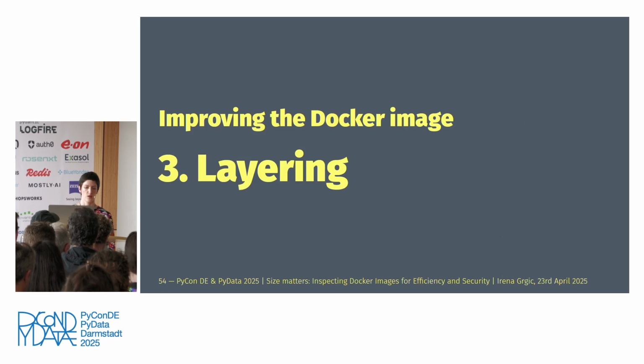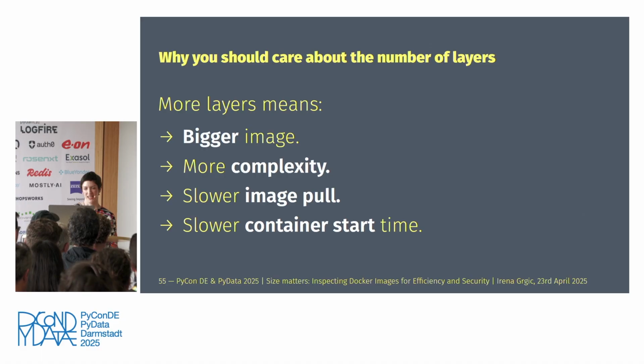Right, one of the most important sections of today's talk is about layering and how to properly layer your Docker instructions, and my favorite topic, by the way. So why should you care about your Docker layers? Well, more layers essentially means your image will be bigger and more complex. More complex means bigger attack surface. Your image pull will be very slow, and your container start time will be very slow. And believe me, when you're running containerized applications, for example on a Kubernetes cluster, the last two will matter a lot.